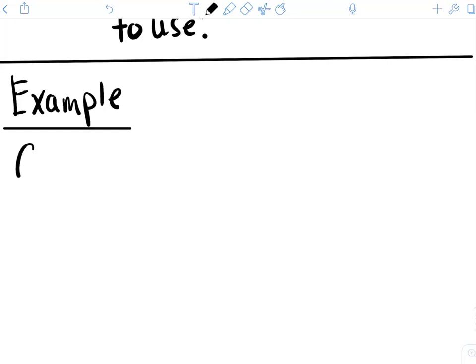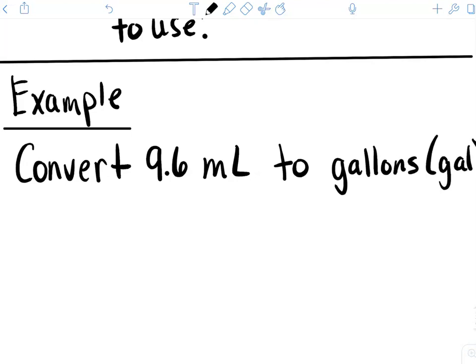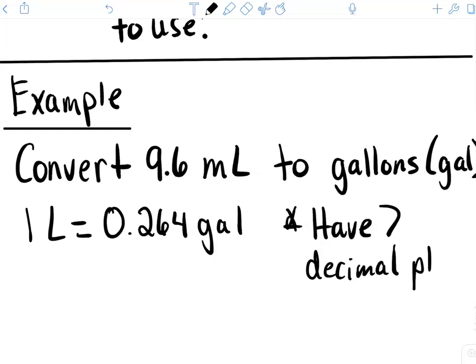Okay, we need to convert 9.6 milliliters to gallons. And we are told that 1 liter equals 2.64 gallons, and that we need to have 7 decimal places in our final answer.